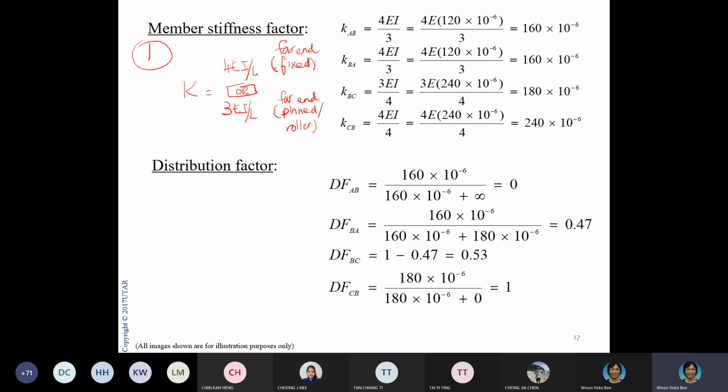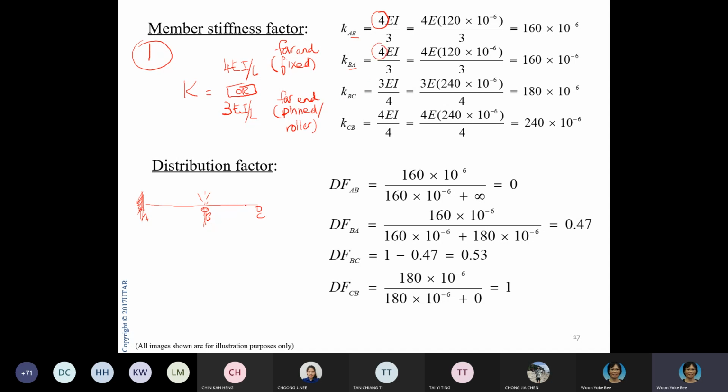If you look at your diagram, I will just draw the diagram here again for you. This is your diagram. If you look at member AB, internal ends we always assume as fixed. We don't care, we just take them as fixed because we know there are internal moments. So look at the far end here. The far end is fixed, so we apply 4EI over L for AB and BA.